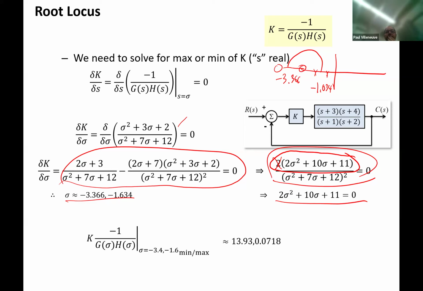Questions on that? Say that again? When I did the derivative of this, yeah, so those 2 points, they are on the axis. Well, not necessarily. In this case, they were both on the real axis, but they don't always have to be on the real axis where there's a root locus. Sometimes you'll get them.